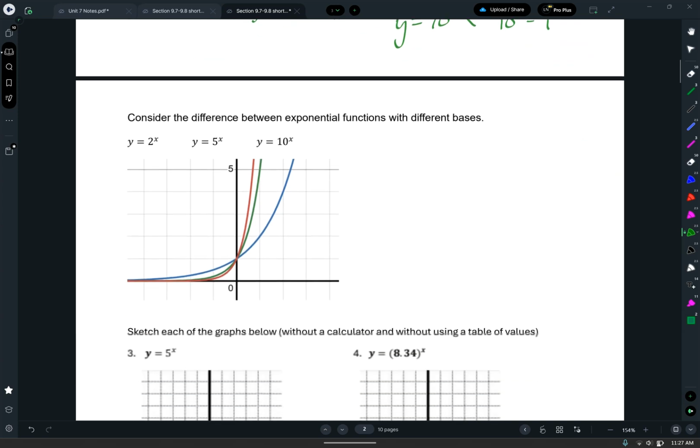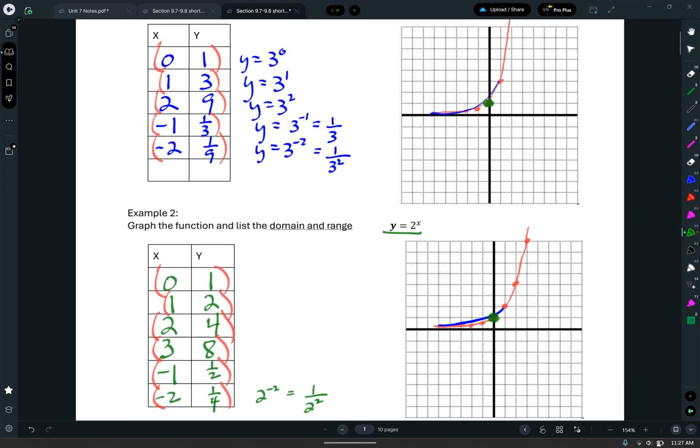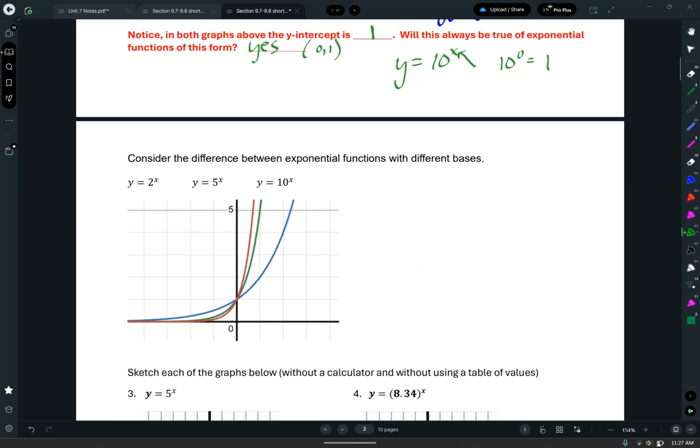Okay? So let's look at this then. If that's the case, if we said up above they have the same basic shape, then is there any difference in the exponential functions based on the base? So like the first one has a base of 2. This second equation we're looking at has a base of 5. And this third equation that we're looking at has a base of 10. Well, these are the 3 different graphs.